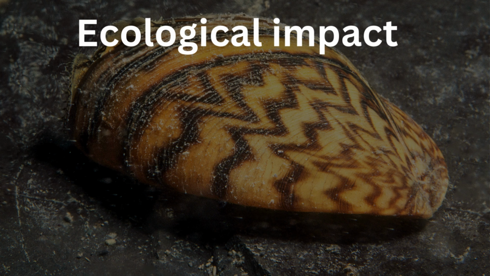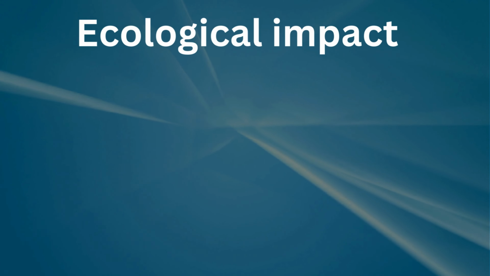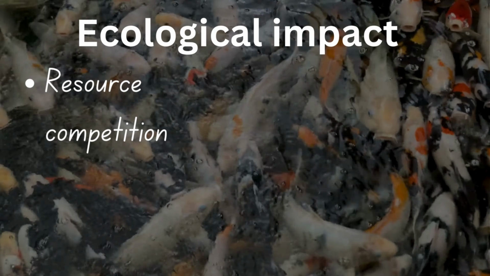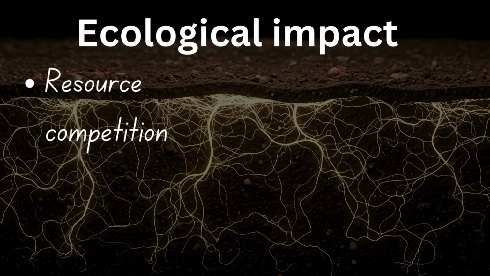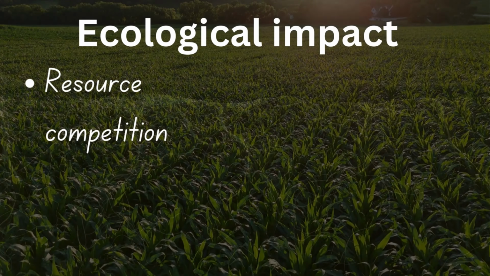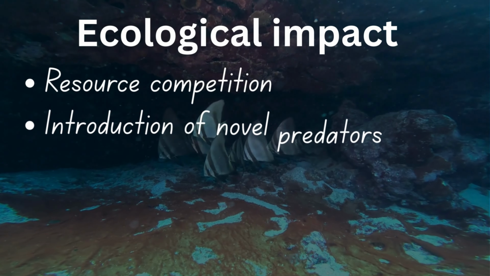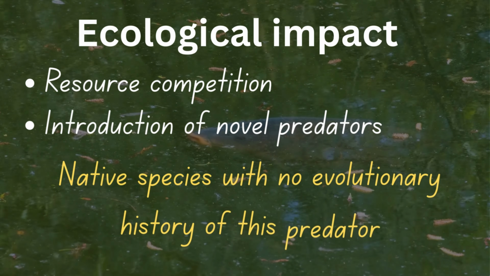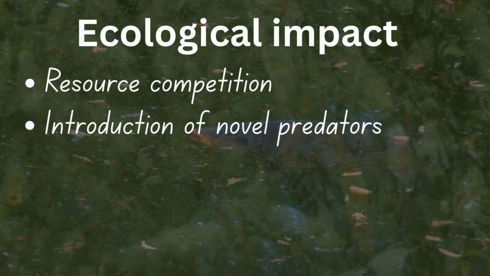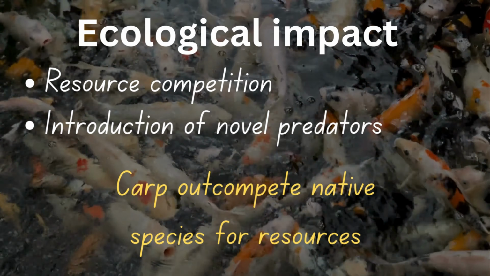Once invasive species establish themselves, their effects become evident at multiple levels of the ecosystem. One of the primary impacts is competition. Invasive species often consume resources such as food, light, space, and nutrients more efficiently than native species, leading to population decline of native organisms. In some cases, invasive species act as novel predators. Native species that lack evolutionary exposure to these predators are unable to respond effectively, resulting in rapid population loss.